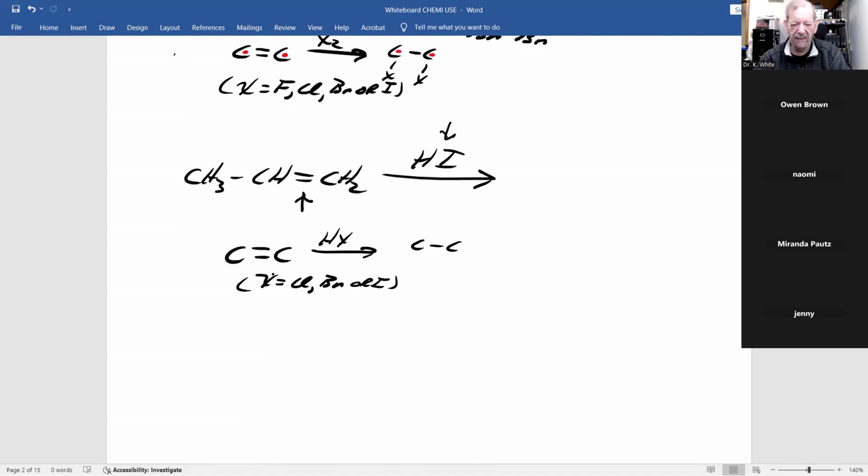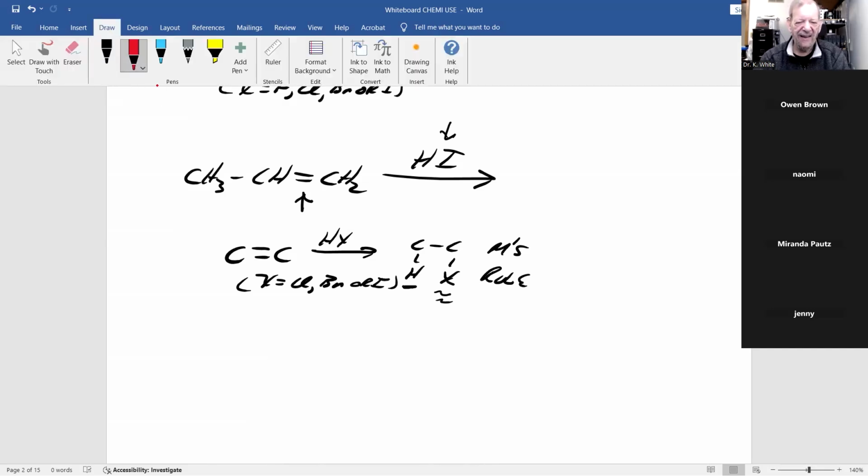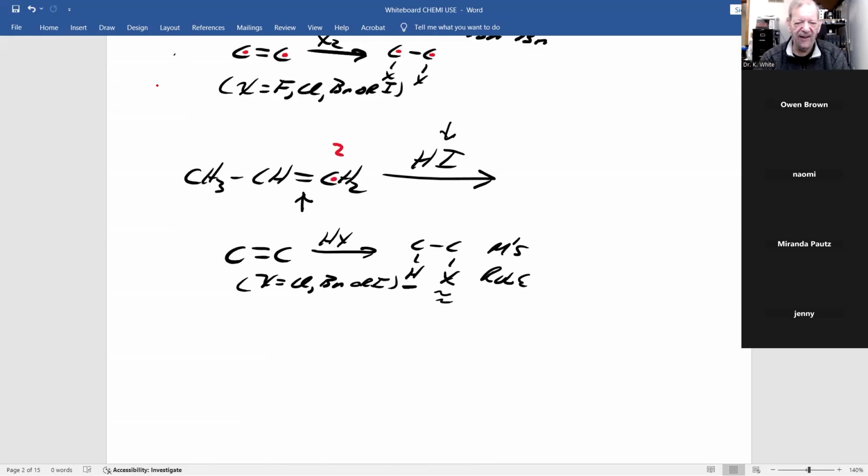And you break the pi bond, one carbon gets H, the other gets X, and it follows Markovnikov's rule. And what is that? The carbon with the most hydrogens of the double bond gets the hydrogen, and the other carbon gets the halogen. So now you have to use your high-level math skills. Remember, you can't use a calculator during my test. And we see this carbon of the double bond has two hydrogens. This has one.